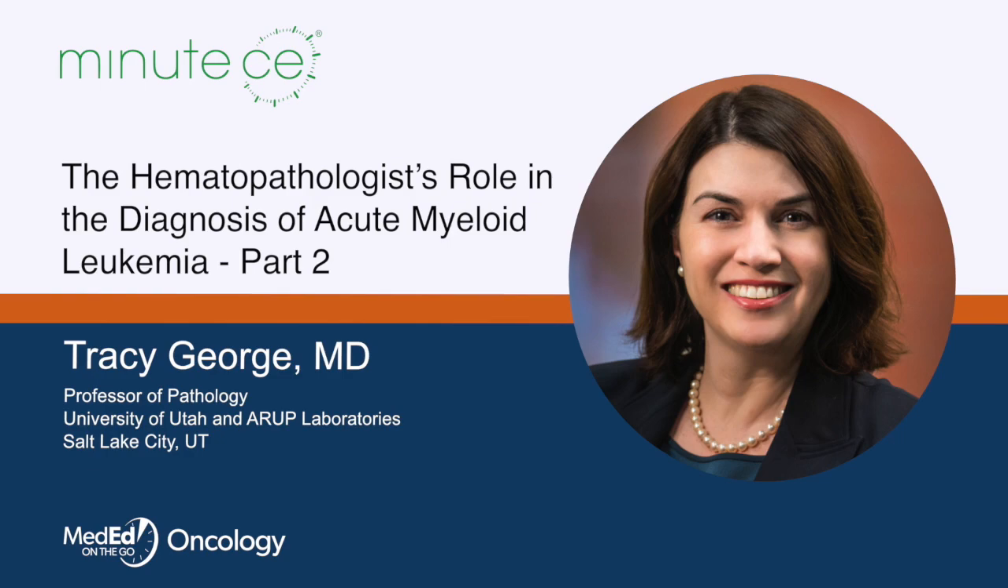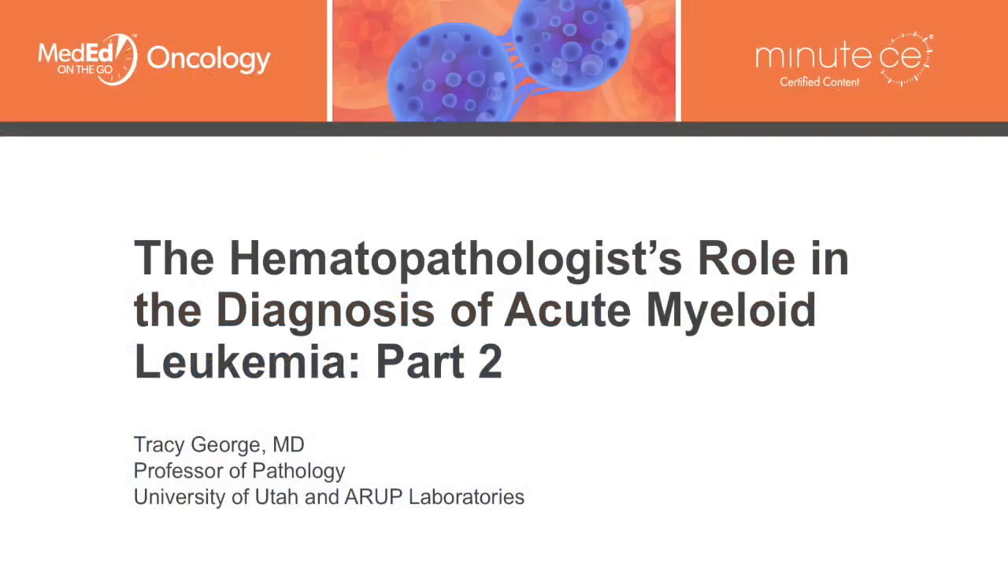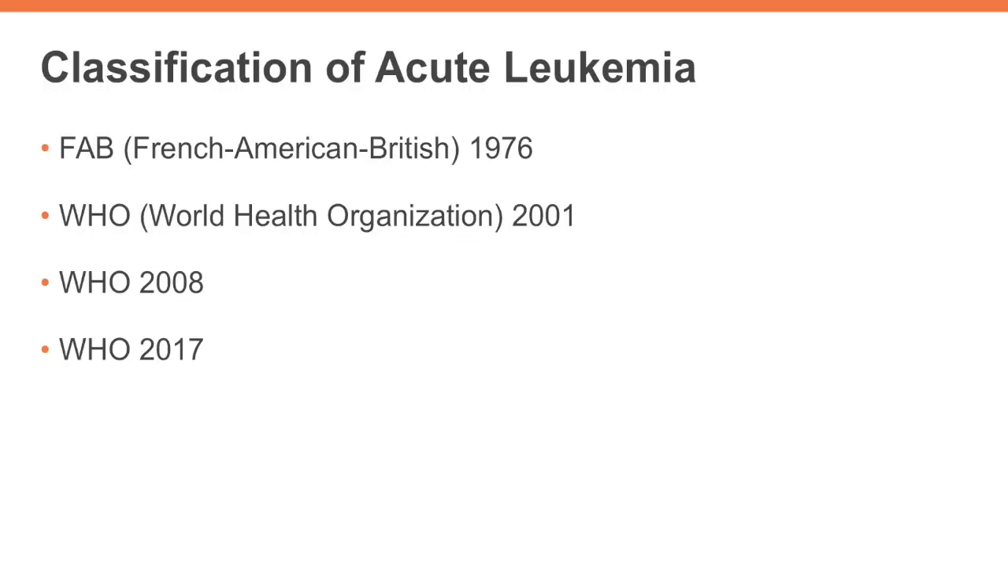I'm from the University of Utah and ARUP Laboratories, and today I will be discussing the hematopathologist's role in the diagnosis of acute myeloid leukemia. So let's talk briefly about classification of AML. I've told you how you diagnose it, but how do you classify it?